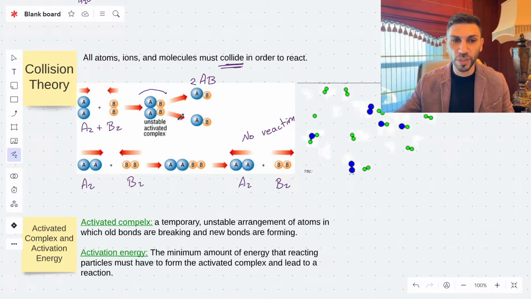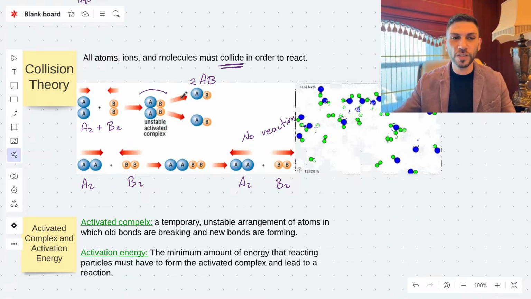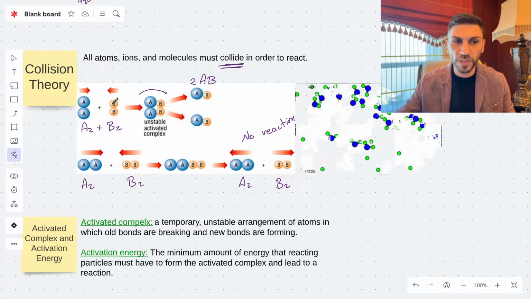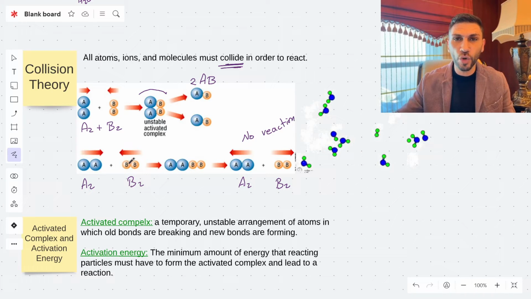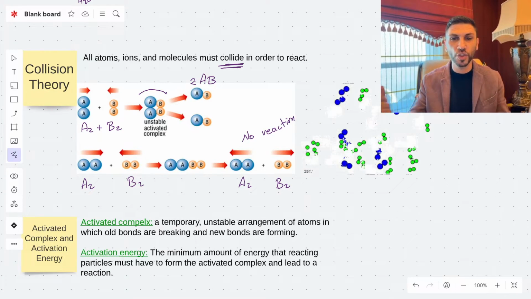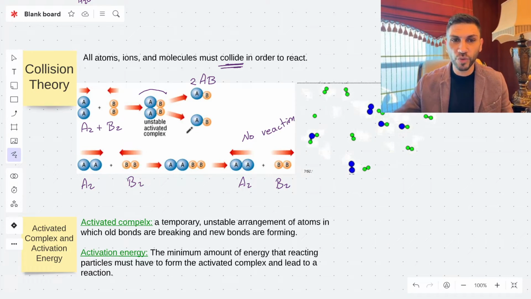So what are the factors that are needed in order to create the activated complex which lead to the products? First of all, we need the correct orientation. So this one, it's a correct orientation because the collision will yield to the products. But this one is incorrect orientation because those molecules will rebound. There is no reaction between them.